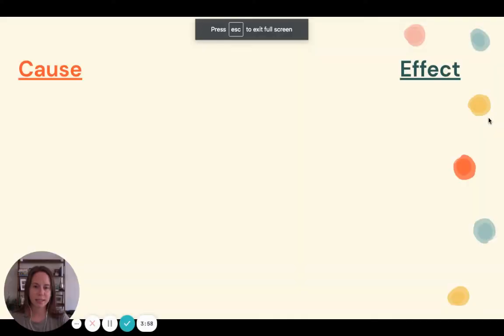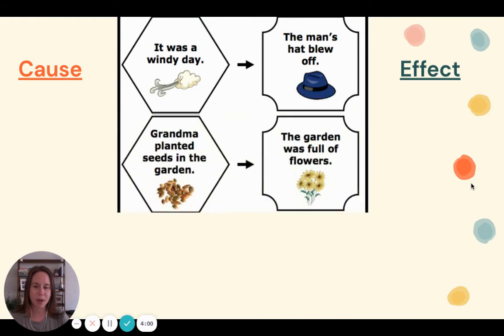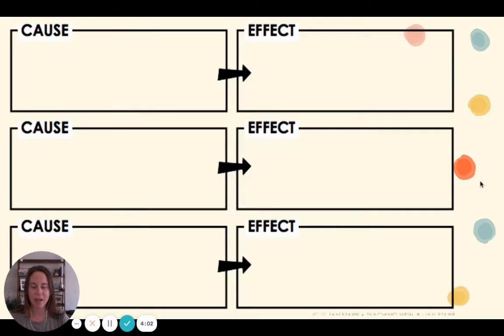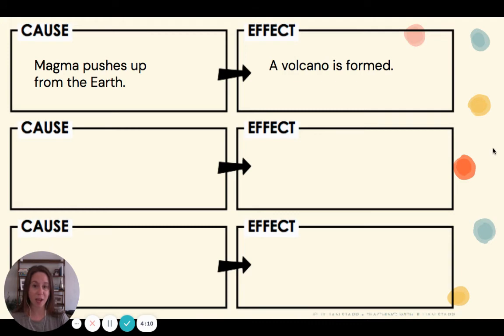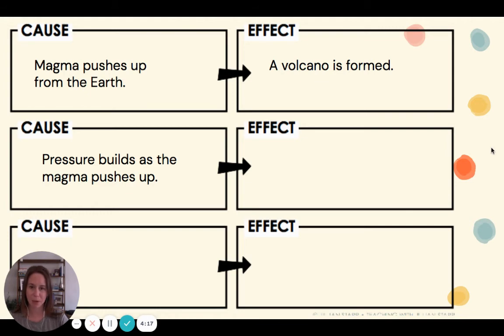I'll stop there. Let's see. What are some of the examples of cause and effect that I read about in the book about volcanoes? Well, I know one cause was that magma pushes up from the earth. The effect of that was that a volcano was formed. Another cause was the pressure that builds up as the magma pushes up from the earth. The effect of that pressure is that the volcano erupts.